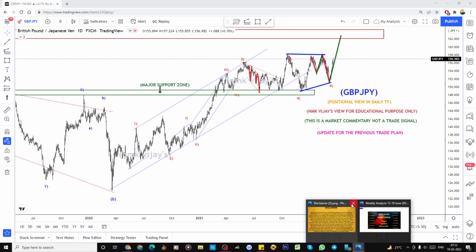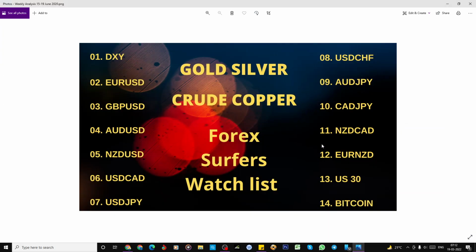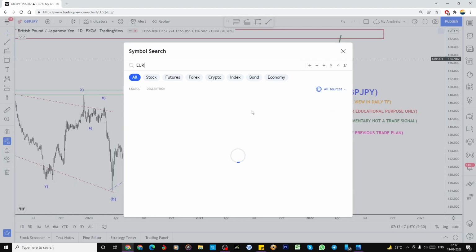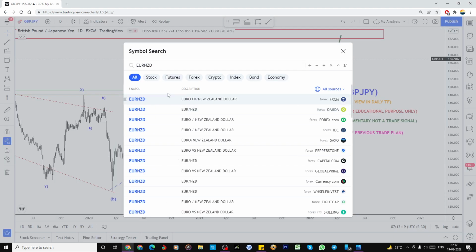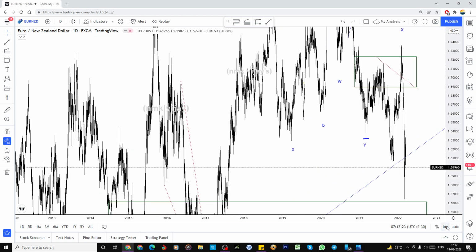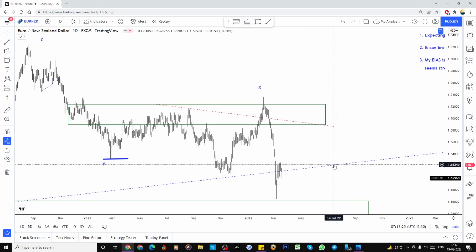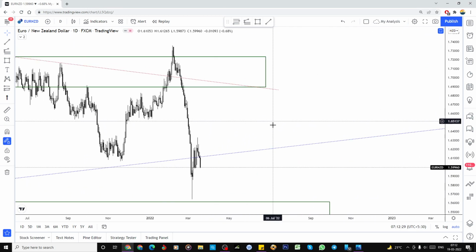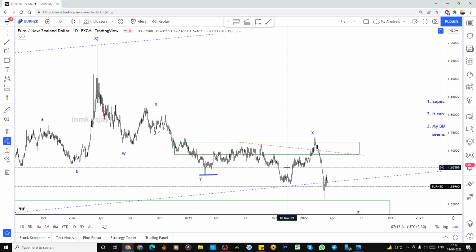So what's our next watch list? It is Euro New Zealand, New Zealand CAD, right? Okay, let's move on to our favorite pair, Euro New Zealand. What it is doing is in the correction part. What I said, this is a B wave. It can make a lot of structures and it will take more time than what we expected.